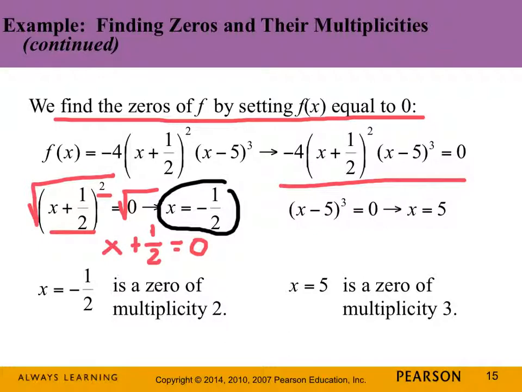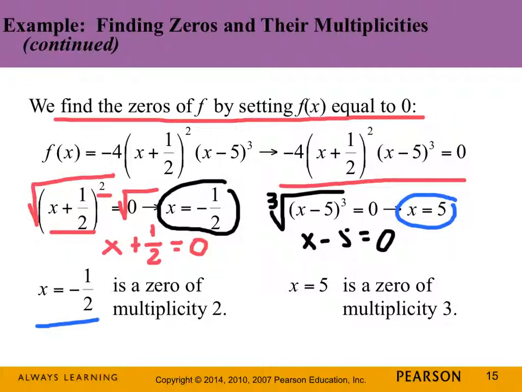Now, over on this side, x minus 5 to the third power equals 0. Well, to undo a cube, you take the cube root, and so you'll end up with x minus 5 equals, well, the cube root of 0 is still 0. Add 5 to both sides, and that's how we get x equals 5. So x equals -1/2 is one of the zeros. x equals 5 is the other zero.